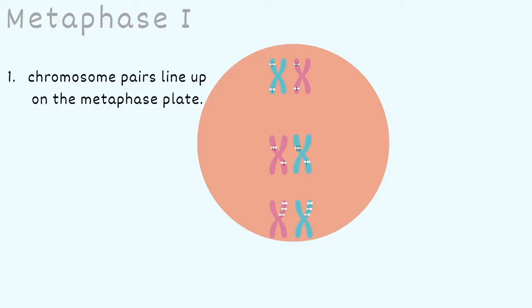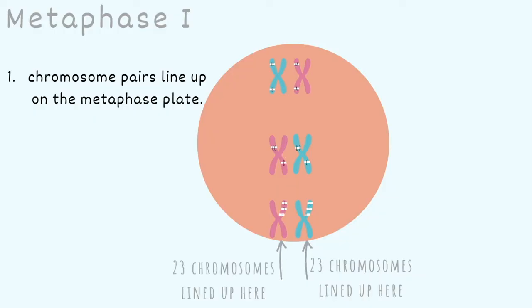Also keep in mind that on the right, 23 full chromosomes, and by full I mean paired chromosomes, are lined up, and on the left, 23 full or paired chromosomes are also lined up, giving us a grand total of 46 total chromosomes. As I mentioned, this is the only eventful thing that happens in metaphase, and it is the most important thing to remember.